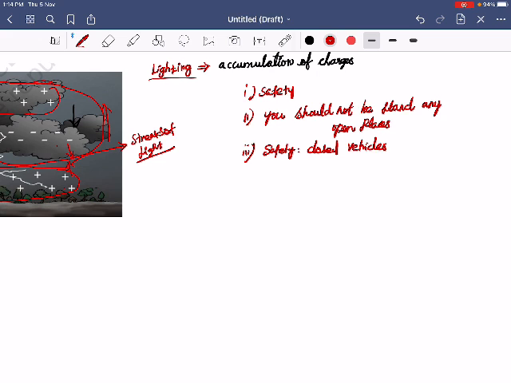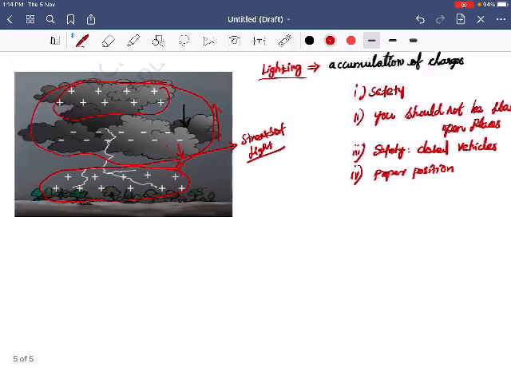And one more thing, you should not stand under a tree, or carry any metallic objects. Because metals conduct a good amount of electricity, so you have to squat down. You have to sit in the proper position, that is called squat low down, so that we can reduce the effect to some extent. So this is called the lightning concept, students.